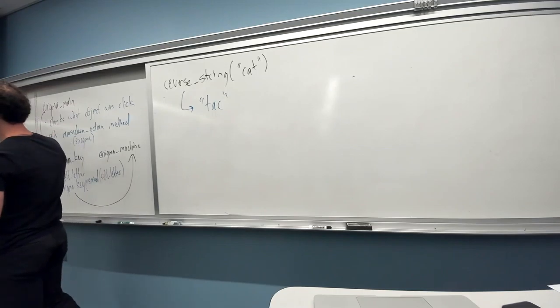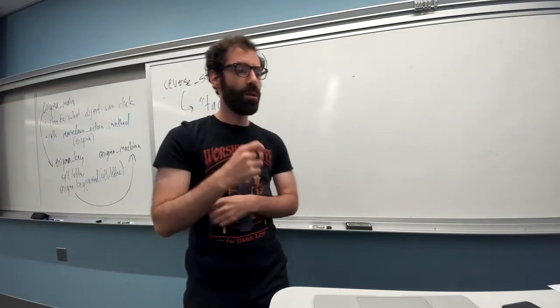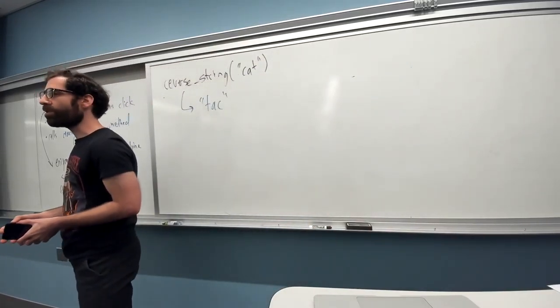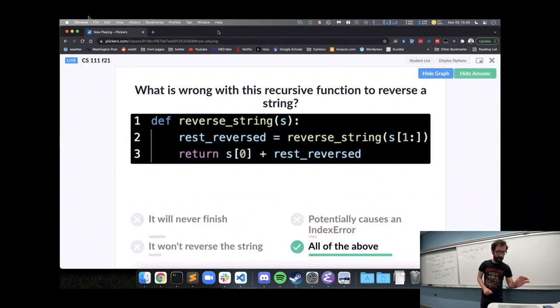So take a minute and look at this code and consider what are potential problems with this recursive function. All right, a majority are thinking this is full of problems. That is correct. It is full of problems. So I'd like you to discuss with your neighbors why each of these problems exists in this implementation.